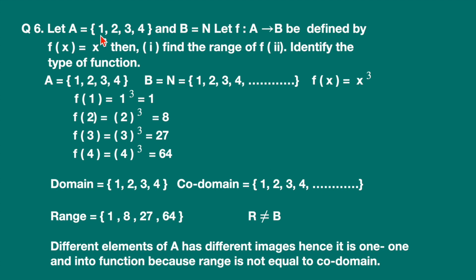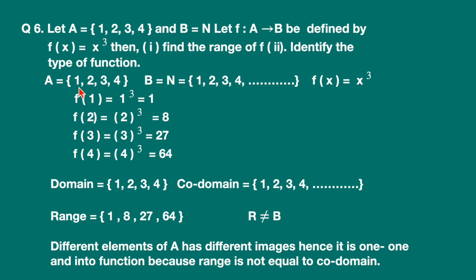Let A is equal to {1, 2, 3, 4}, B is equal to N. Let F from A to B be defined by f(x) is equal to x cube. Then find the range of f, identify the type of function. So let's write down A is equal to {1, 2, 3, 4}, B is equal to set N, which is set of natural numbers. The function is f(x) is equal to x cube.